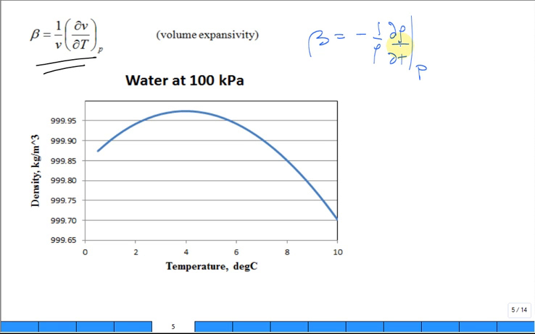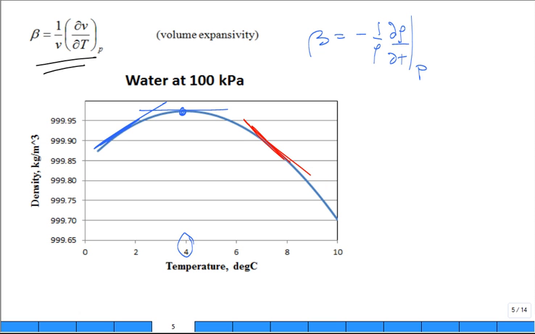The only problem is it's hard for a lot of people to follow the logic. At 4 degrees C, beta is 0 because the derivative of rho with respect to temperature is 0. And then in this region, beta is negative. And in this region, beta is positive. Above 4 degrees C, it's positive.